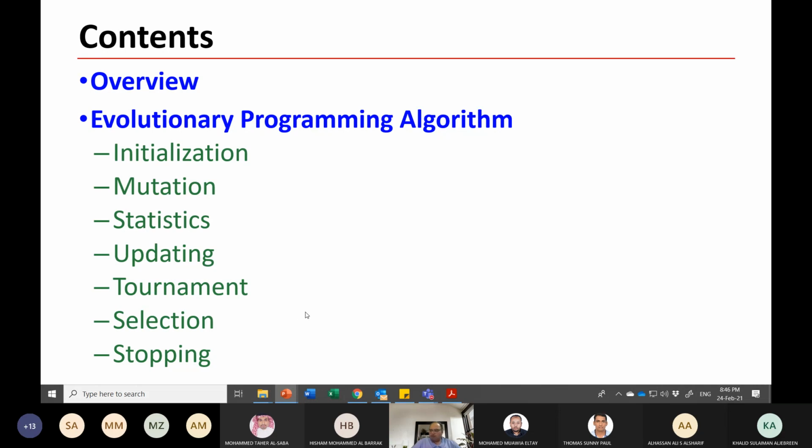Compared to genetic algorithm, what is missing? What's missing here? Crossover. Crossover is missing, yes. There is no crossover here.